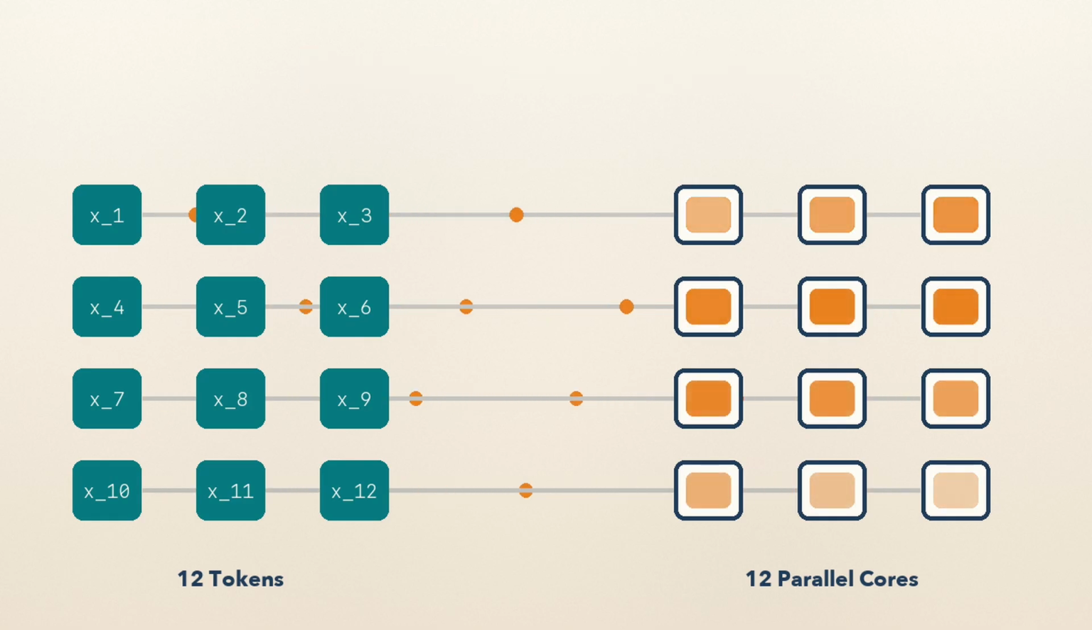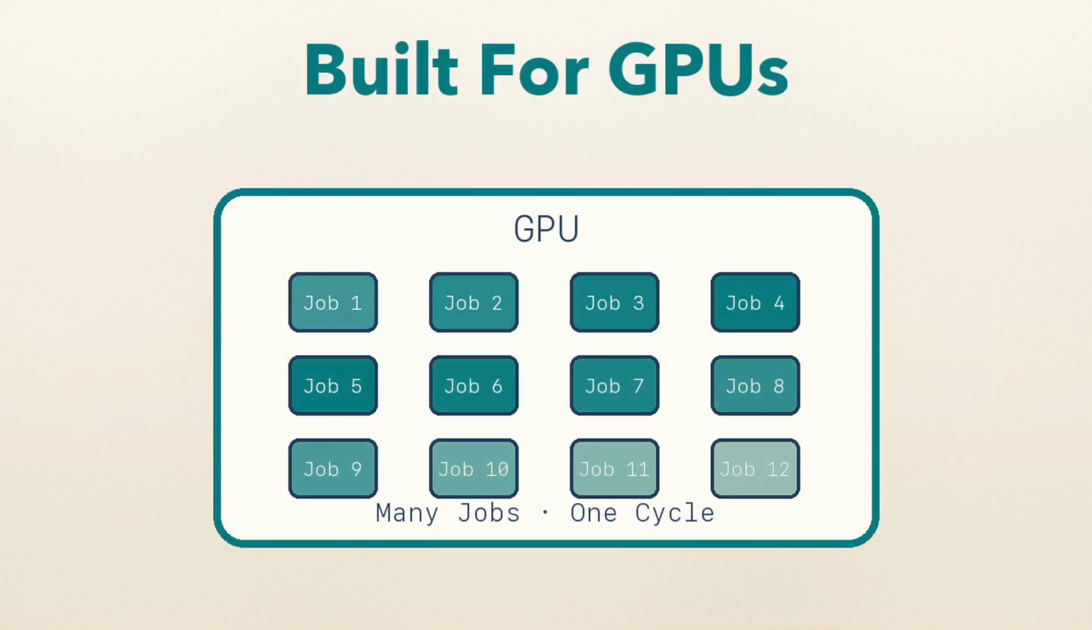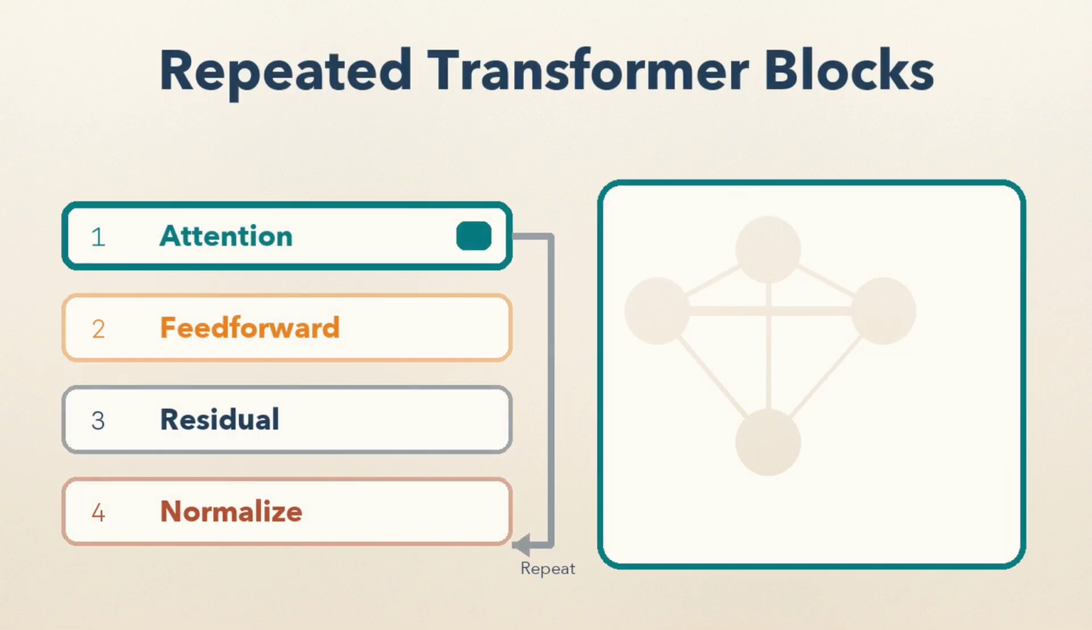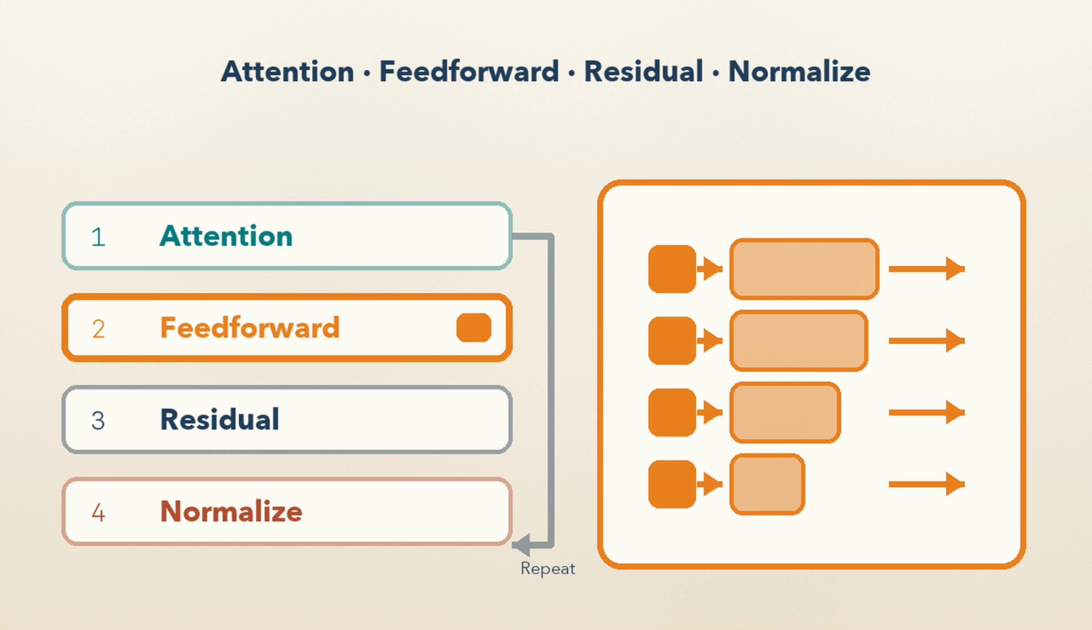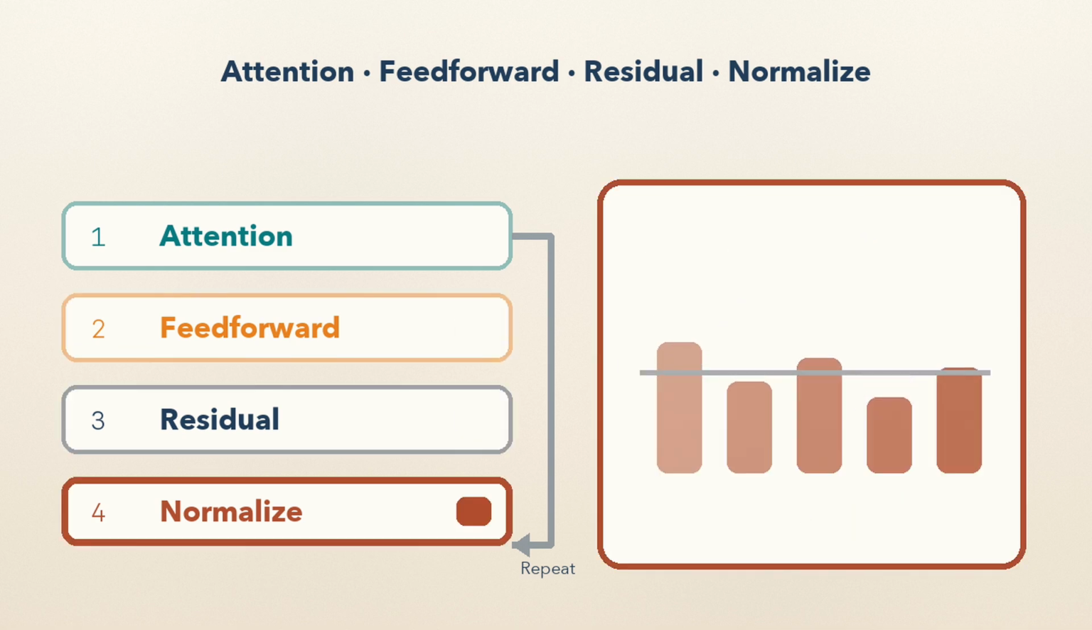During training, the transformer can compare many tokens at the same time instead of waiting for one token to finish before starting the next. This allows GPUs to process huge amounts of text efficiently and makes training much faster than traditional recurrent models. A transformer usually contains repeated blocks. Each block includes self-attention, a feed-forward network, residual connections, and normalization.